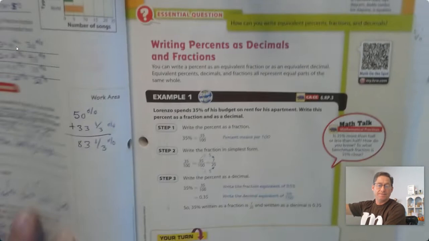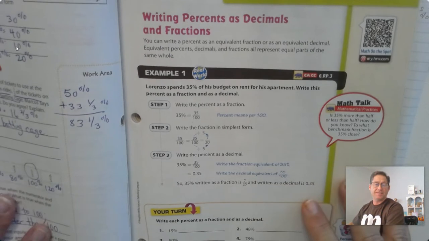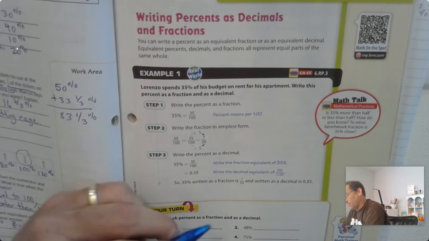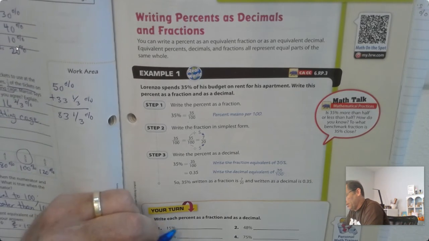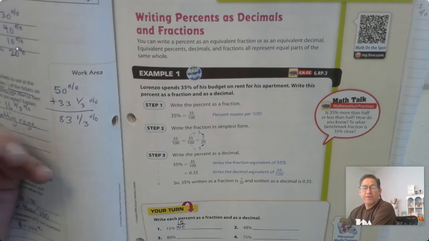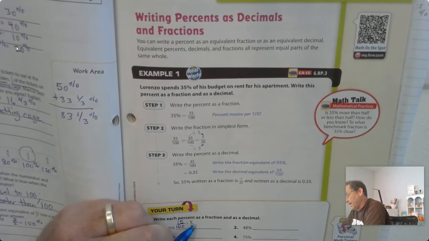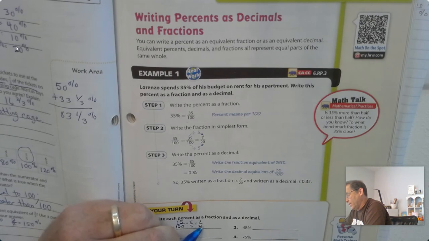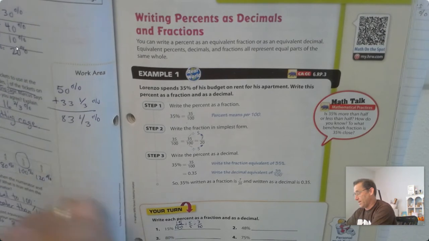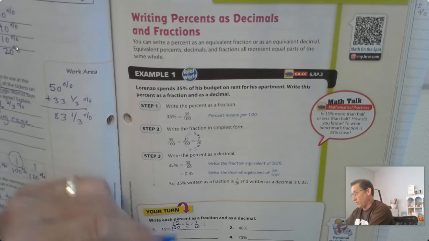So if we look at number 1, it says write each percent as a fraction and as a decimal. So 15%. Well, as a fraction, it would be 15 over 100. And now what would be the greatest common factor of 15 and 100? 5. So divide 15 hundredths by 5, and we get 3/20ths. All right, so the percent is 15%, the fraction is 3/20ths, and the decimal is simply 0.15.